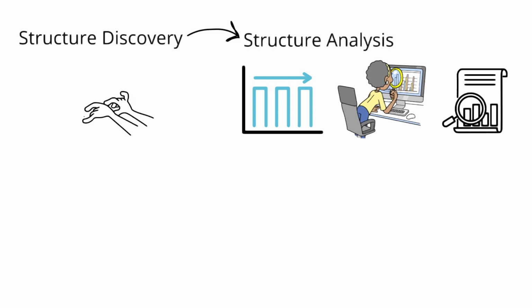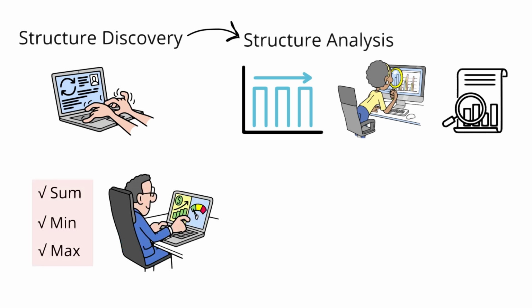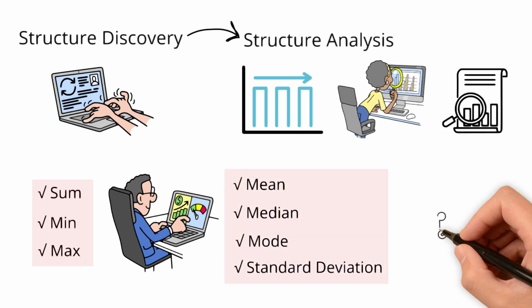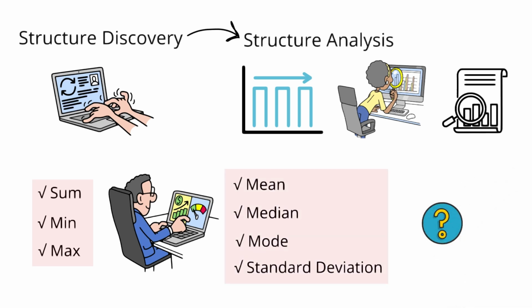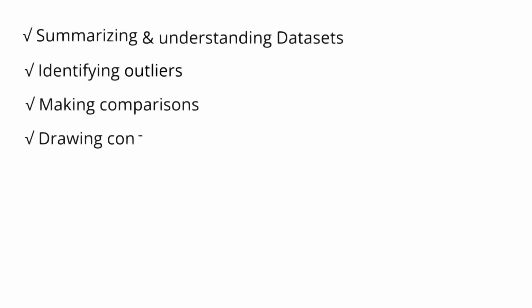This type of profiling involves performing mathematical checks on the data, such as sum, minimum, maximum, along with the descriptive statistics such as mean, median, mode, standard deviation, etc. How do these statistical measures help us? They help in summarizing and understanding data sets, identifying outliers, making comparisons, and drawing conclusions about the data characteristics.